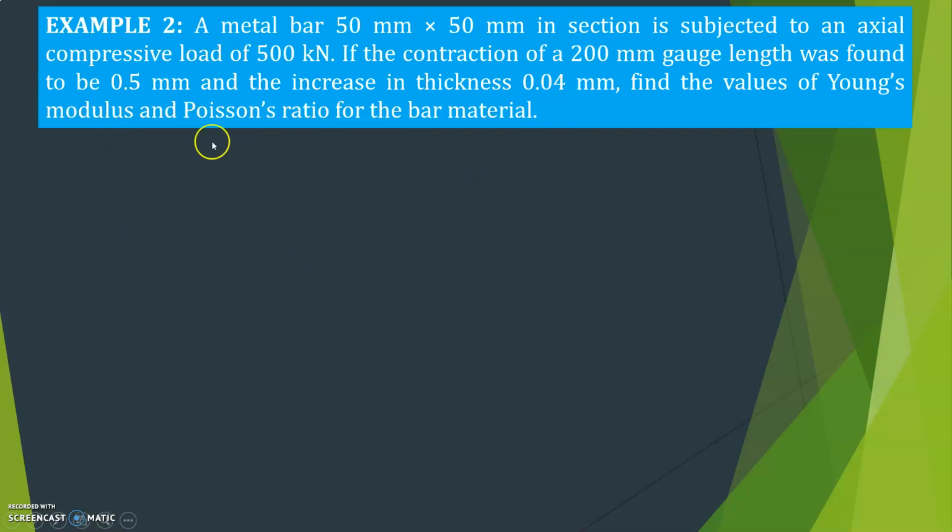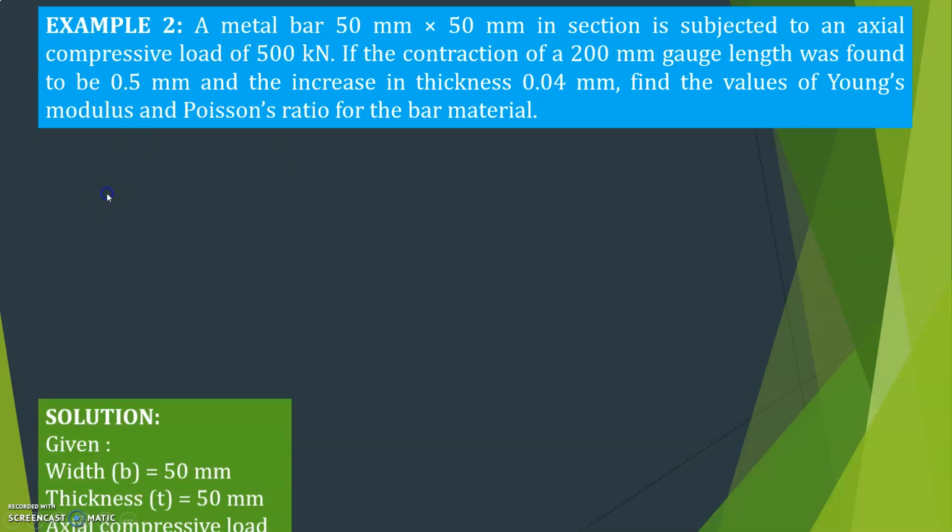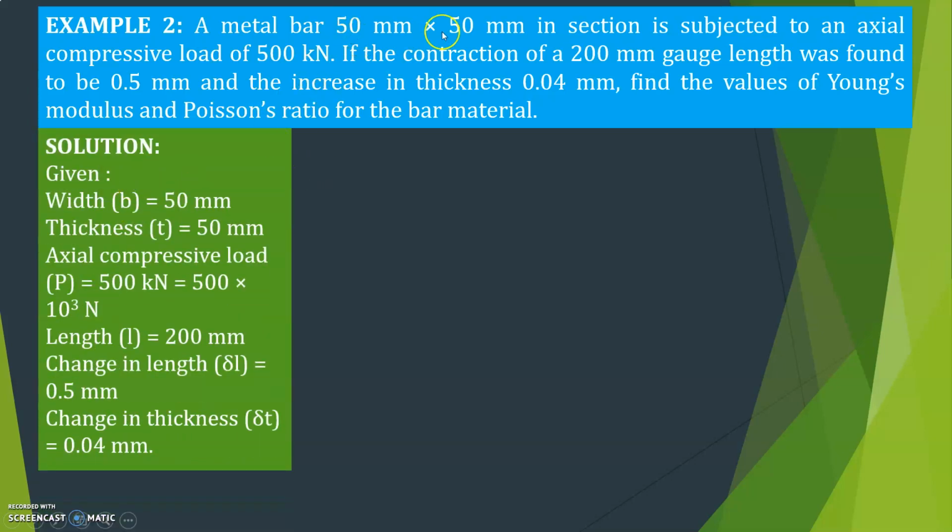Okay, here what you have to calculate is the values of Young's modulus, that is nothing but E, and Poisson's ratio, that is mu or 1 by m. What are the data given here? This is the cross section, so breadth into thickness: width is equal to 50 mm and thickness is equal to 50 mm. Then the axial compressive load, that is P, 500 into 10 raised to 3 newton.